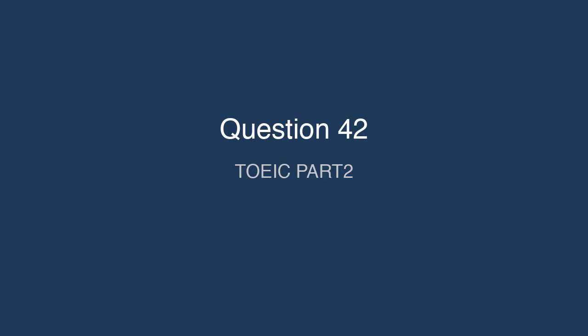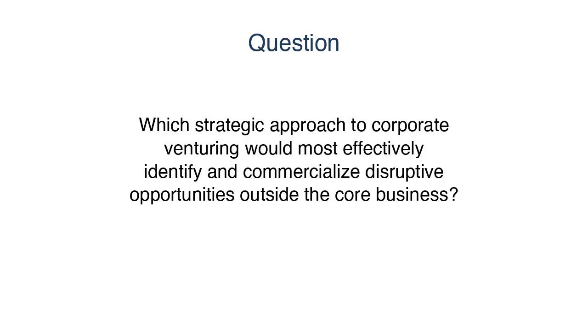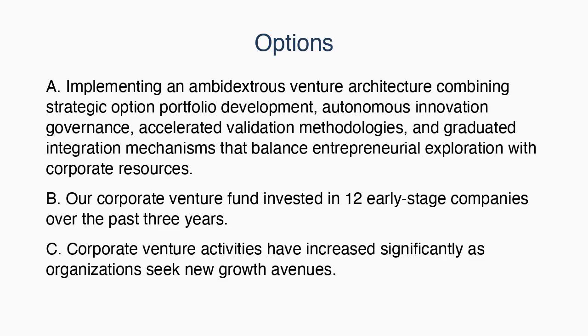Question 42. Which strategic approach to corporate venturing would most effectively identify and commercialize disruptive opportunities outside the core business? Here are your options. A. Implementing an ambidextrous venture architecture combining strategic option portfolio development, autonomous innovation governance, accelerated validation methodologies, and graduated integration mechanisms that balance entrepreneurial exploration with corporate resources. B. Our corporate venture fund invested in 12 early-stage companies over the past 3 years. C. Corporate venture activities have increased significantly as organizations seek new growth avenues.